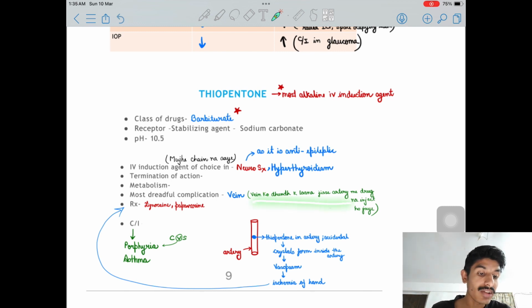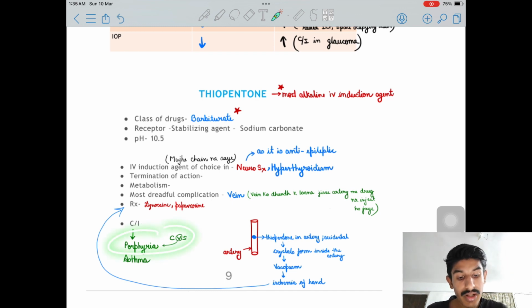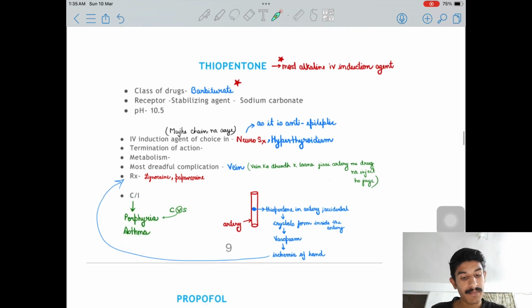You have to find the vein and then inject, because if a crystal forms, it will cause vasospasm and the patient will die due to ischemia, or will go into shock. It is also contraindicated in cardiovascular disease or asthma.